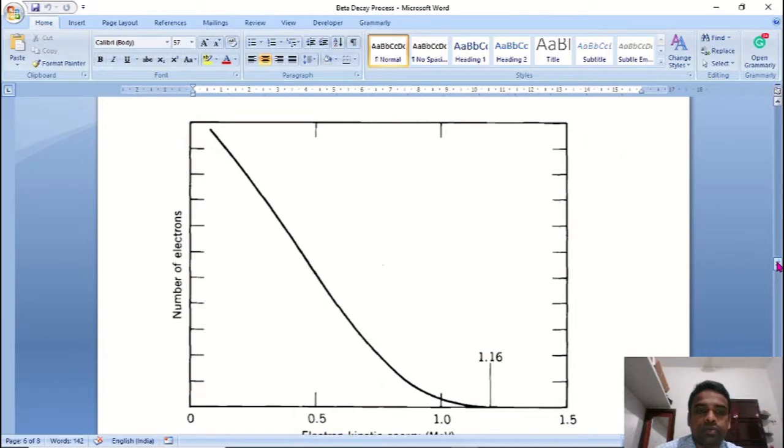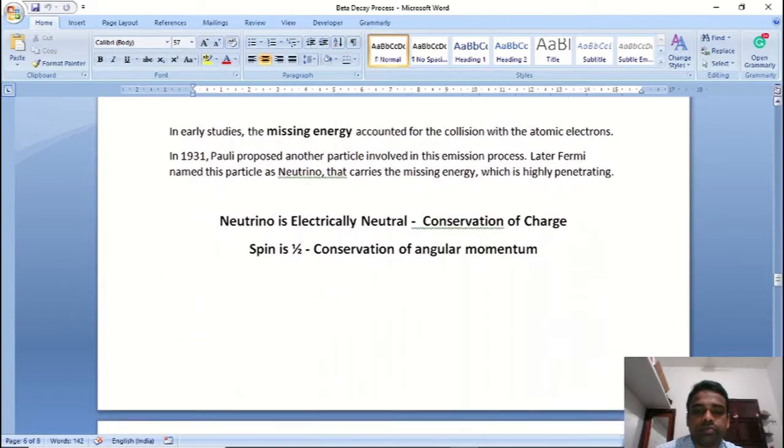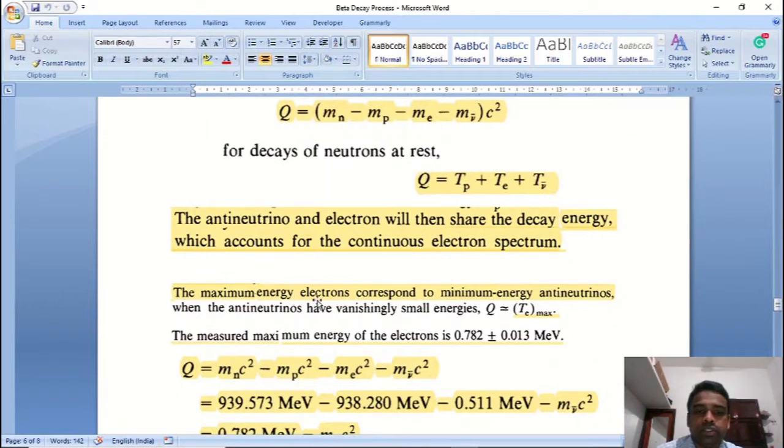From this figure and from this expression, we can say the maximum energy electrons correspond to minimum energy antineutrinos. When the antineutrinos have vanishingly small energies, then we can approximate to the maximum kinetic energy of the electron. That means if the neutrino has minimum energy, then the electron will have the maximum energy.